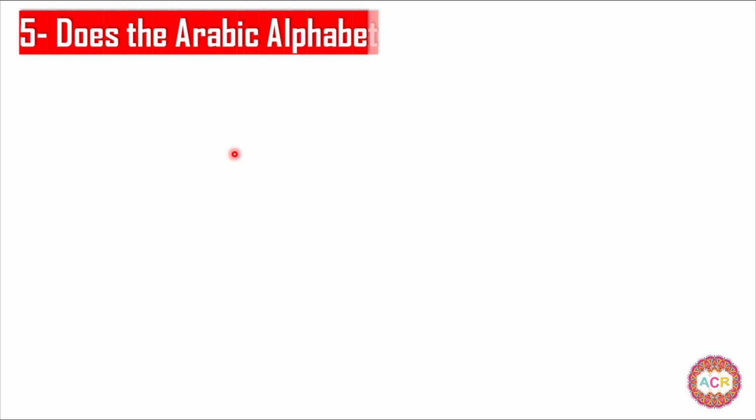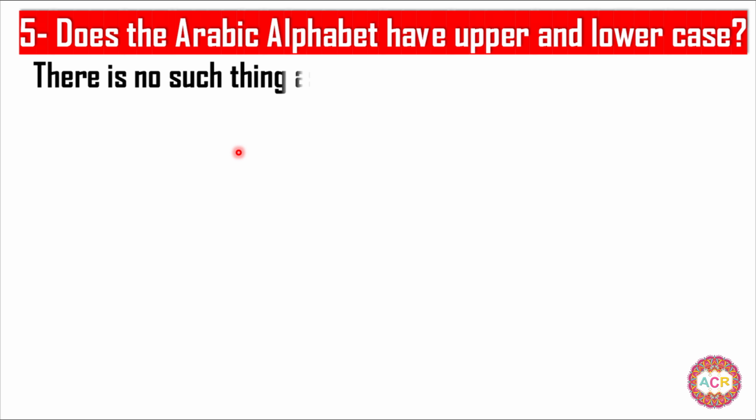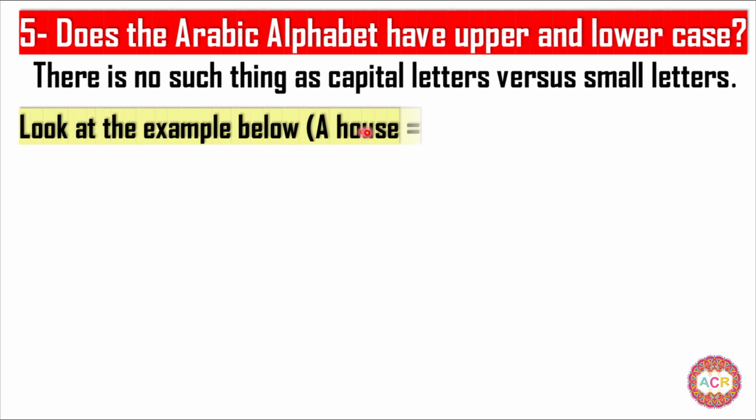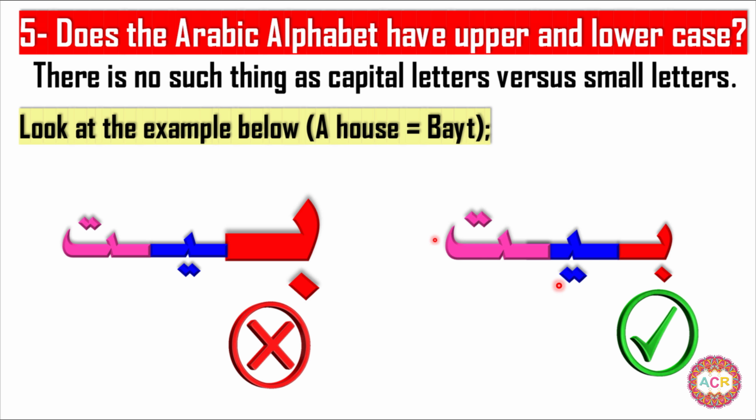Does the Arabic alphabet have upper and lower case? There is no such thing as capital letters versus small letters in Arabic. Let's talk about Ba. As you see here, the letter Ba at the beginning of the word Bayt. Bayt means a house. When I write it, the letter Ba comes first, so I don't write it bold or capital or different from the other letters. All of them the same way. I start writing it on the line, no bold, capital or big letters. The letter Ba here is not bigger than the other letters, it's the same.